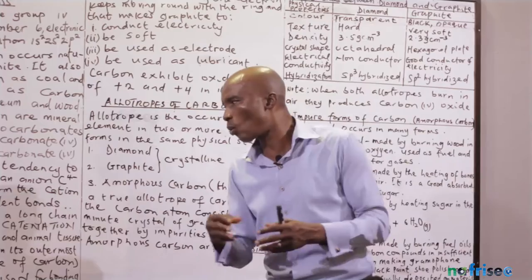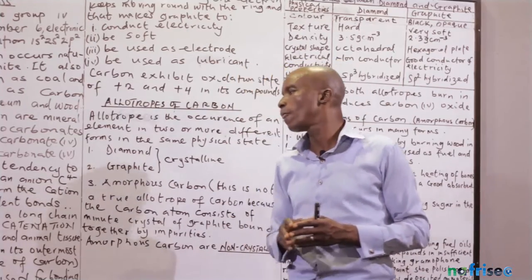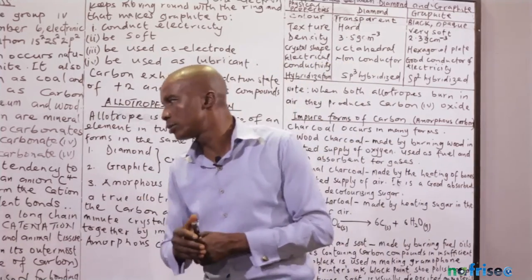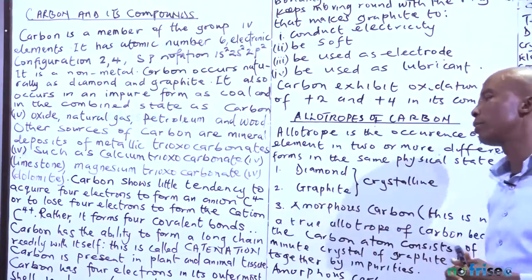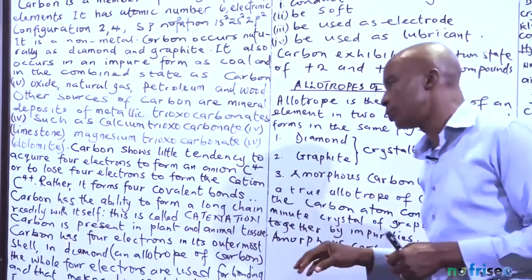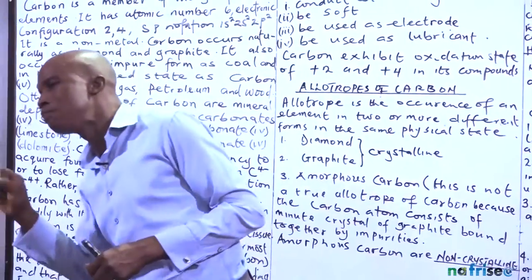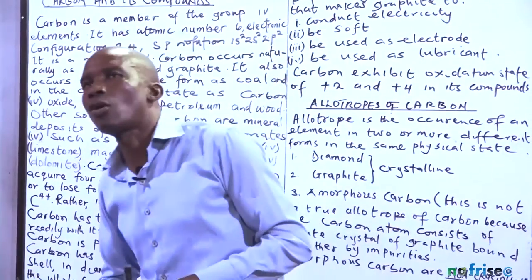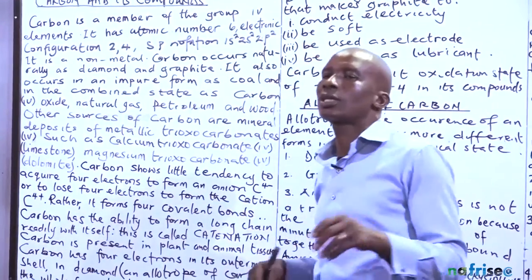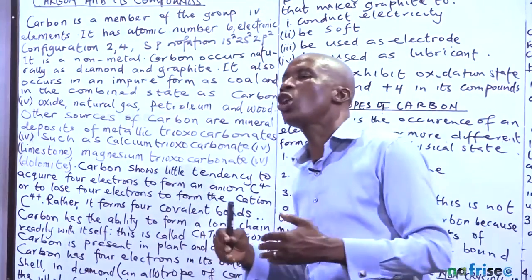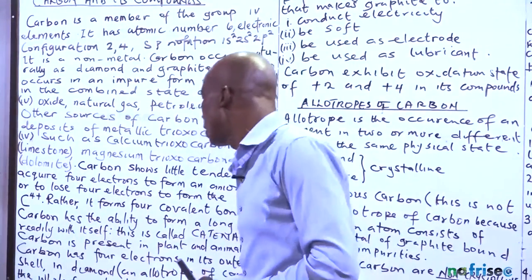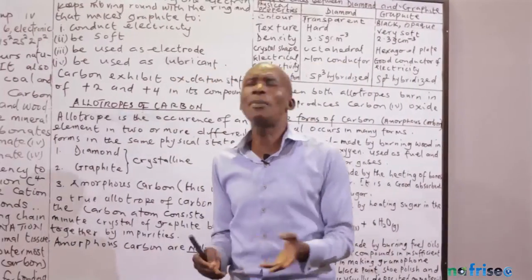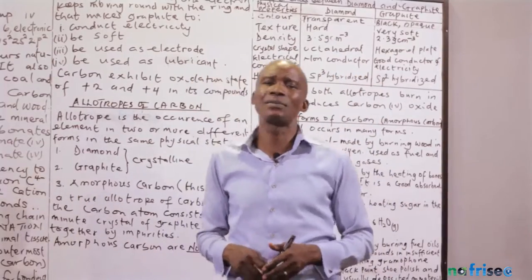Carbon shows little tendency to acquire 4 electrons to form an anion, C4-, or to lose 4 electrons to form the cation C4+. Rather, it forms 4 covalent bonds. Carbon has the ability to form a long chain with itself, and that process is called catenation. So carbon can catenate.